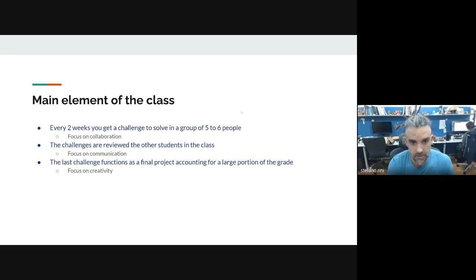And the idea is that every 2 weeks you will get a challenge, and you will try to solve the challenge in a group of 5 or 6 people. So collaboration will be the most important thing. Whatever you do for this class, you will do it in a group. There is no work that you will do alone. Then after the challenge, you will submit the material, and the material will be reviewed by other students. So the amount of influence that I have on your grade is somewhat shared with the other people in the class, so that you will not have to present the material to me.